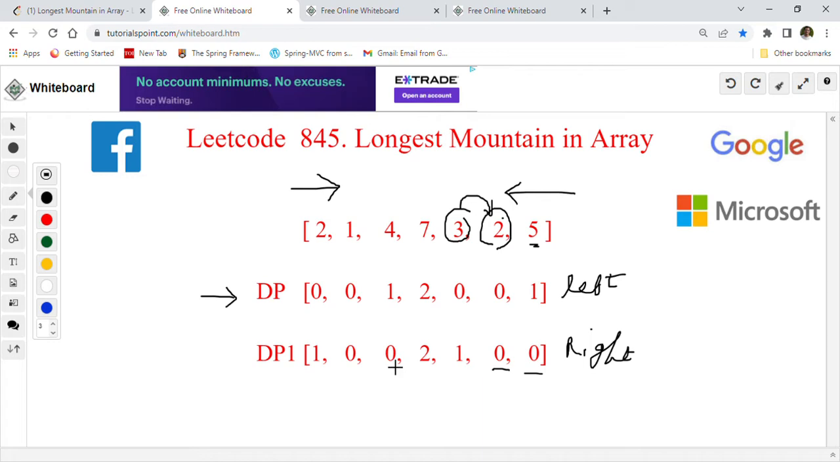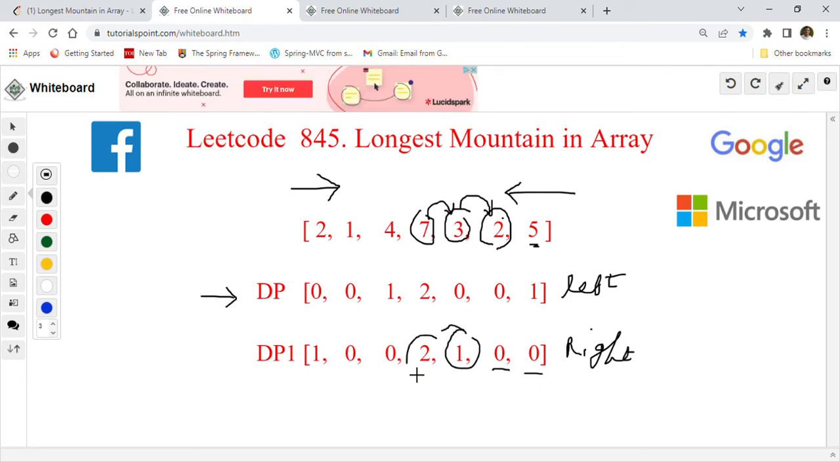So 3 can contribute to our mountain, so we will add 1 for 3, basically, right? Means there is one number on the right side of 3 which can contribute into the mountain, correct? Then when we reach 7, we will ask if 3 is smaller than 7, yes, then we have to add 1 to it, right? So we will add 1 to it, basically, correct? So what we are getting in this second DP array is the number of elements on the right side of this number which can contribute into our mountain, right?